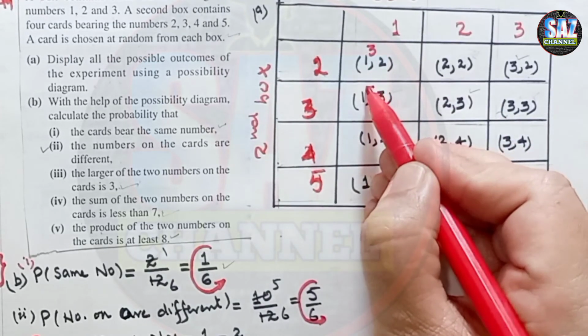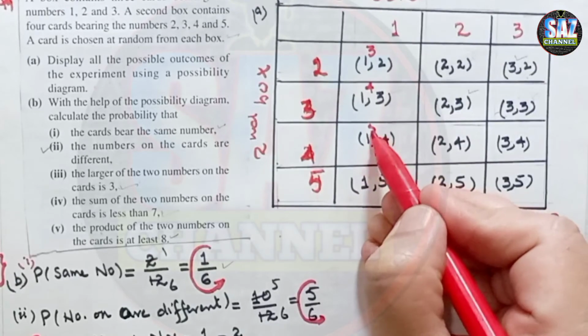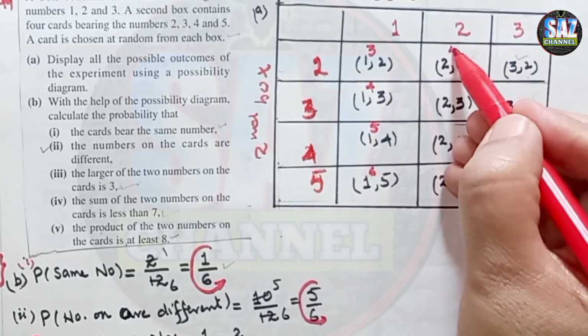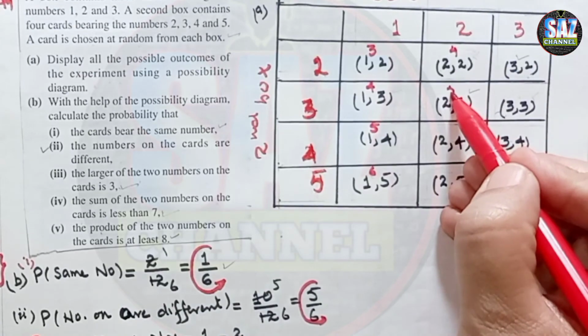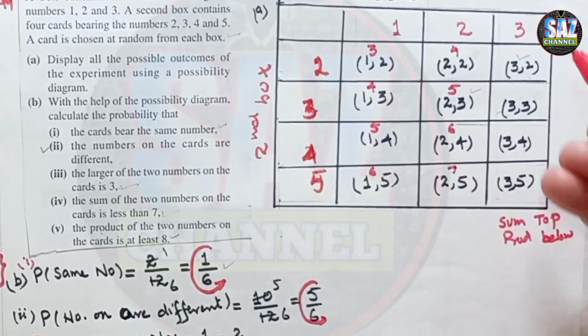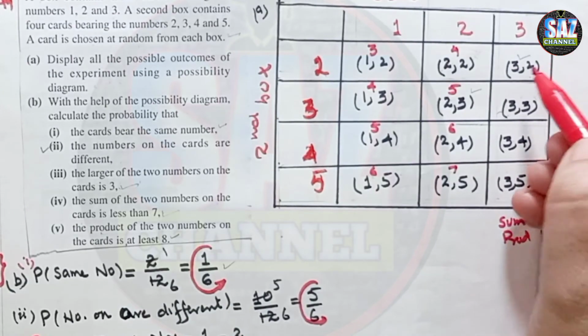3 plus 1 is 4. 4 plus 1 is 5. 5 plus 1 is 6. 2 plus 2 is 4. 2 plus 3 is 5. 4 plus 2 is 6. 5 plus 2 is 7. Really easy, interesting, and it's a game only.